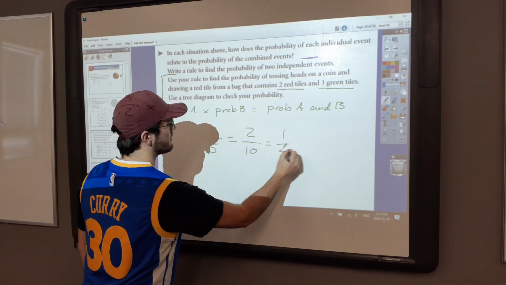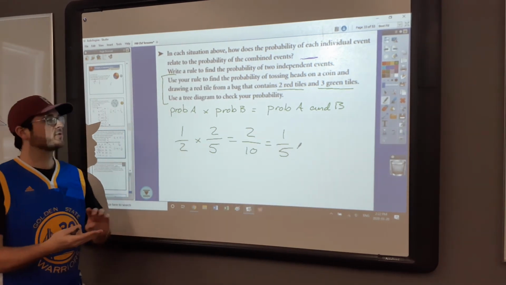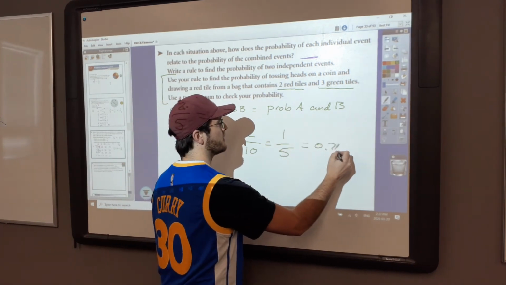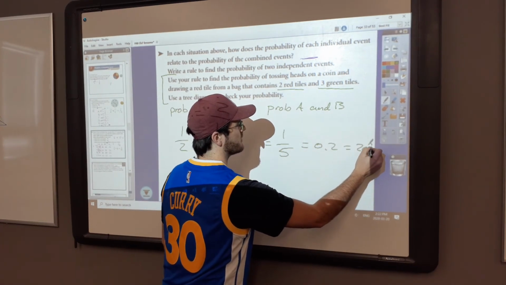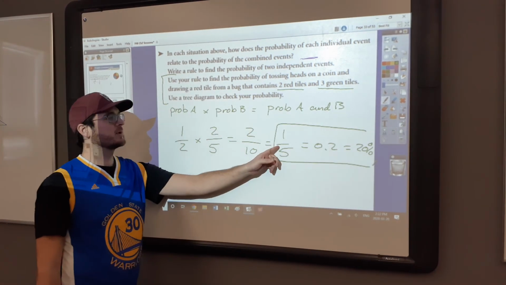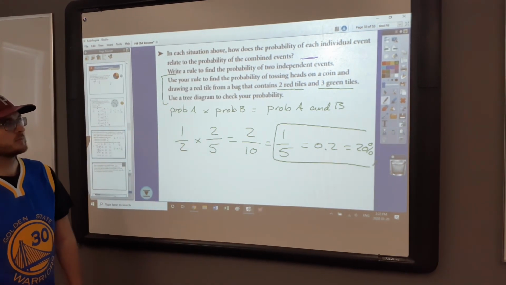With probability, we learned all about how fractions, decimals, percents are related. We could actually write this in decimal form if we want, or there's a 20% probability. These are all acceptable answers. We typically put the probabilities in lowest terms.